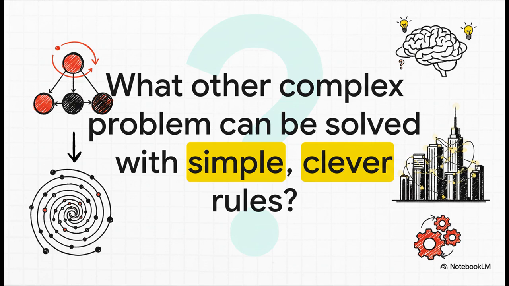So I think the big idea here is that a few simple local rules can create a system that is incredibly complex, efficient, and reliable on a global scale. It's a concept that goes way beyond just data structures. And it makes you wonder, doesn't it? What other complex problem, maybe in technology or even in society, could be elegantly solved with just a few simple, clever rules?